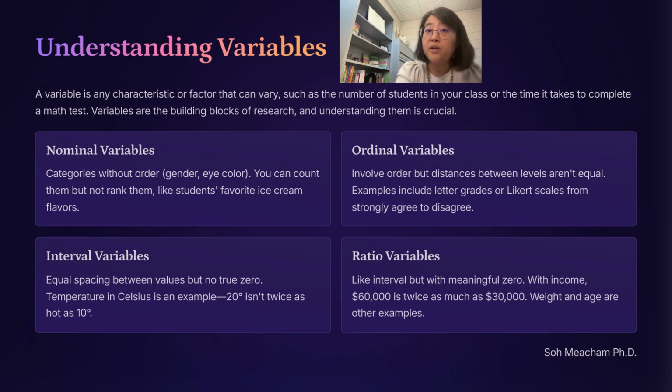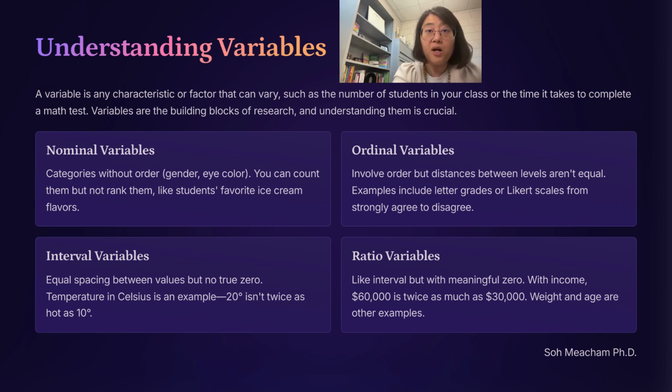Interval variables have equal spacing between values, but no true zero. Temperature in Celsius is a good example. 20 degrees isn't twice as hot as 10, but the difference between 20 and 10 is the same as between 10 and 0. Another example is the time of day. The difference between 2 p.m. and 3 p.m. is the same as between 3 p.m. and 4 p.m. But there's no true zero time.